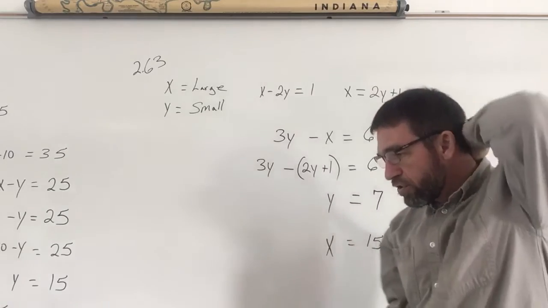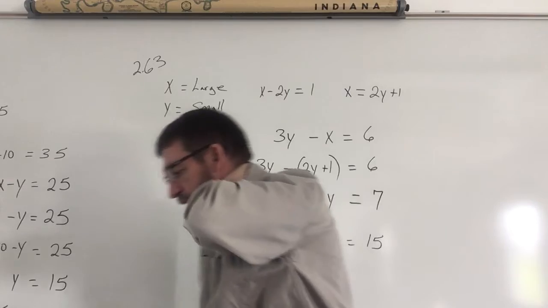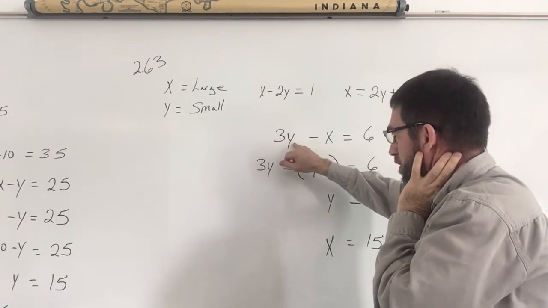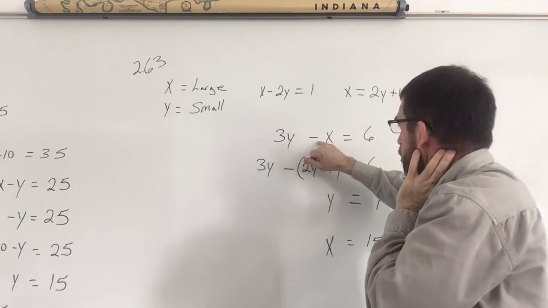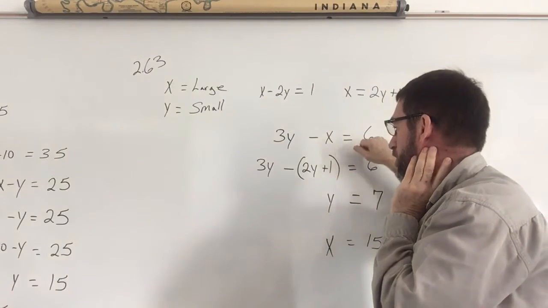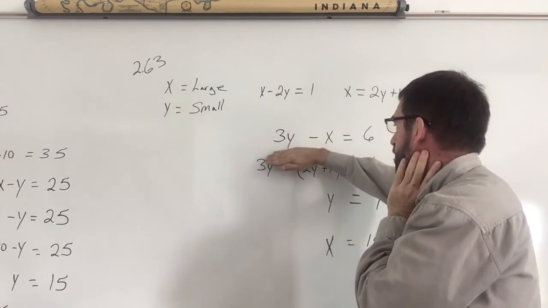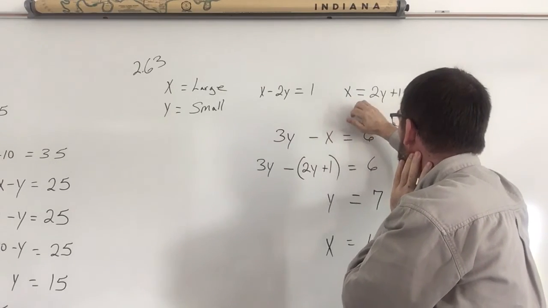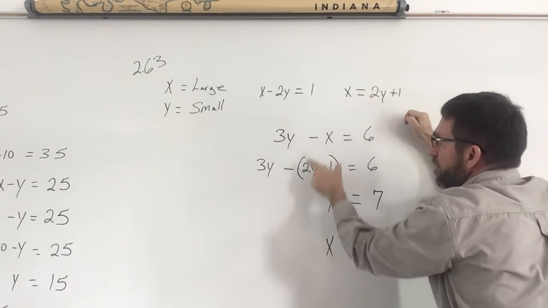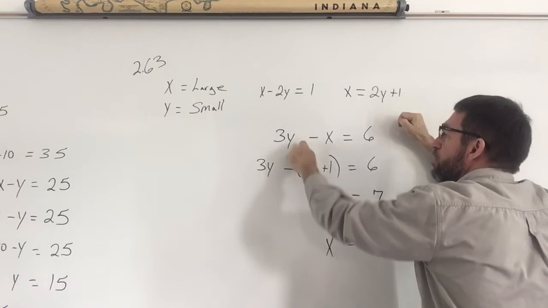Now, I said the larger number, 3 times the smaller exceeds the larger by 6. Okay, I said 3 times, subtract the smaller, exceeds it by 6. Okay, so now I set up this problem here. Because I have this set up here, I said, oh, x equals 2y plus 1. So look what I did. I wrote this down here and put it right in here. Okay? So I got my 3y.